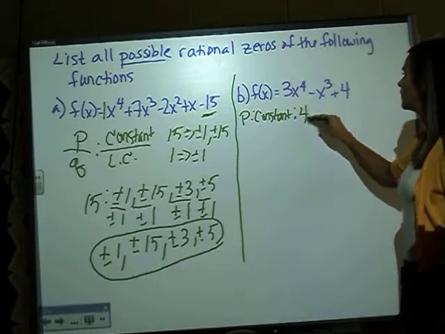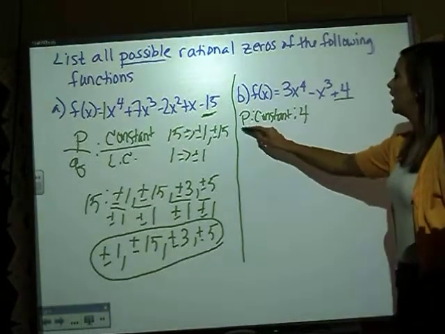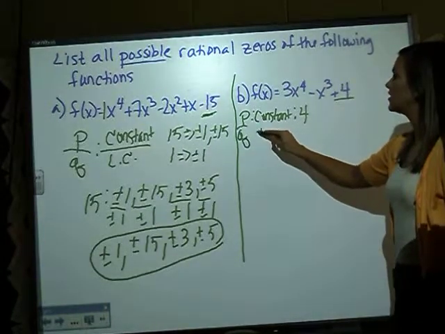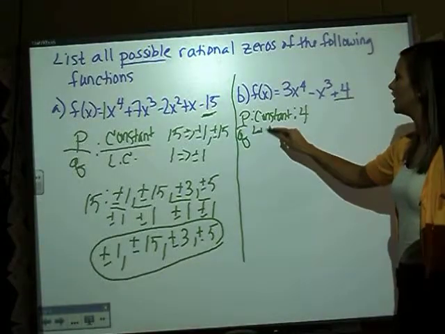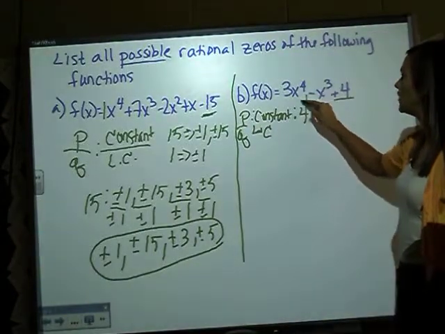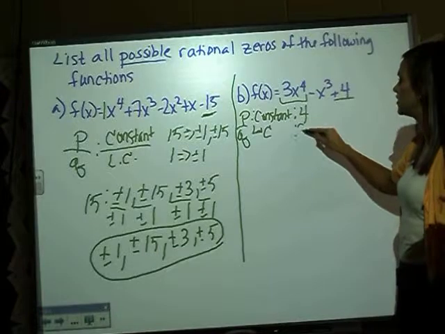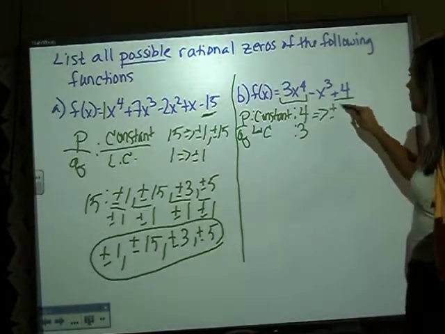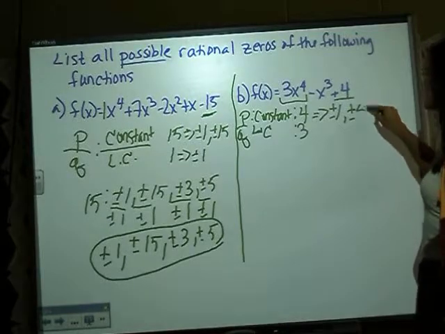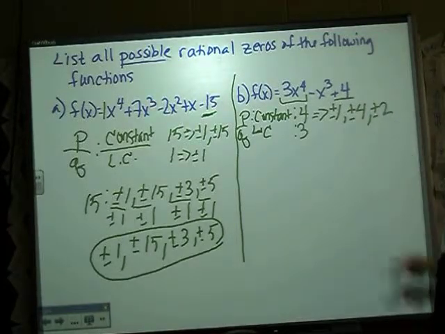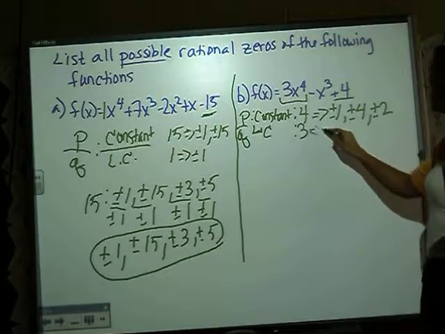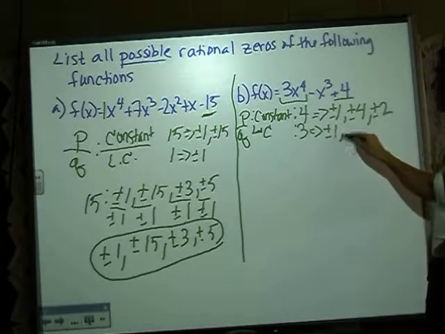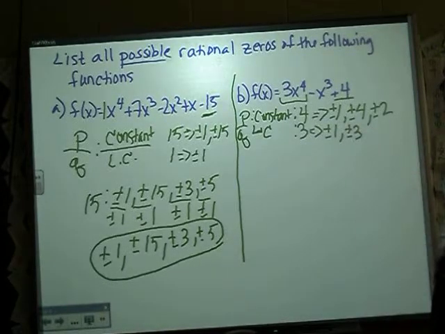which here is 4. That's our constant. And then our q is our leading coefficient, which here our biggest degree is 4, so our leading coefficient is going to be 3. Okay, so factors of 4, we have plus or minus 1, plus or minus 4, and we also have plus or minus 2. Factors of 3, we have plus or minus 1, plus or minus 3.